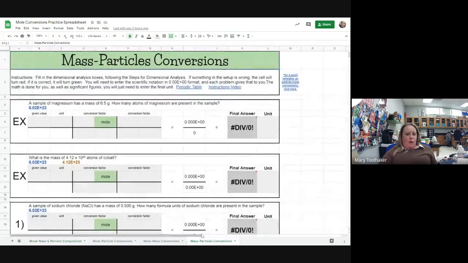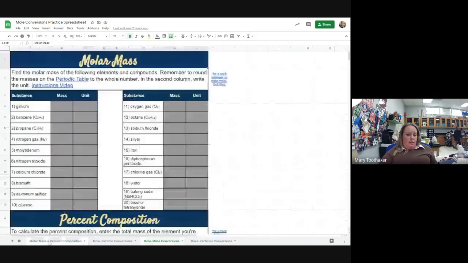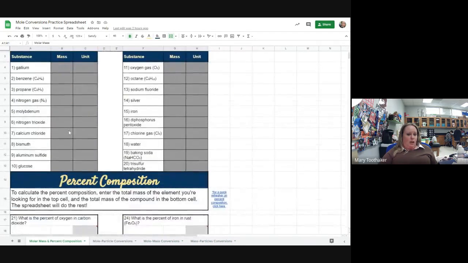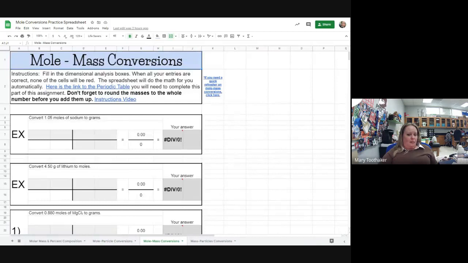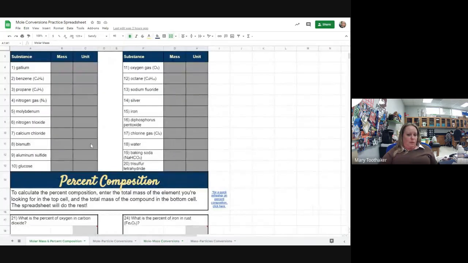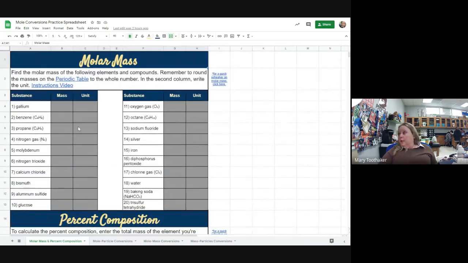The mass to particles, you don't know how to do yet. That's what we're going to do on Thursday. That's why this thing is not due till Friday. I would strongly suggest go ahead and go in here and do these molar mass and percent composition, mole particles, and maybe even mole mass conversions after you do today's Ed Puzzle. I'll do the first couple for these.